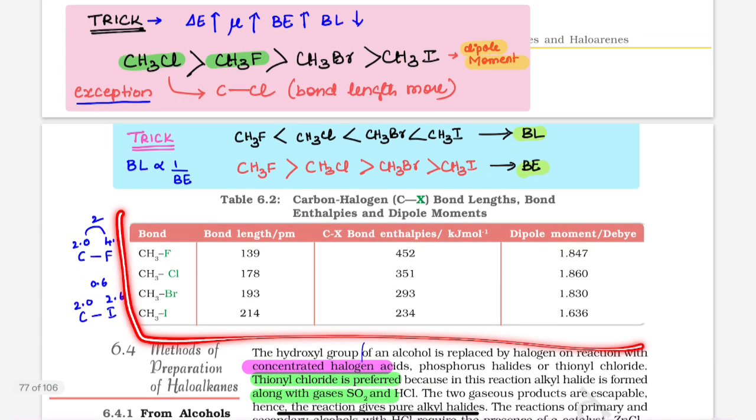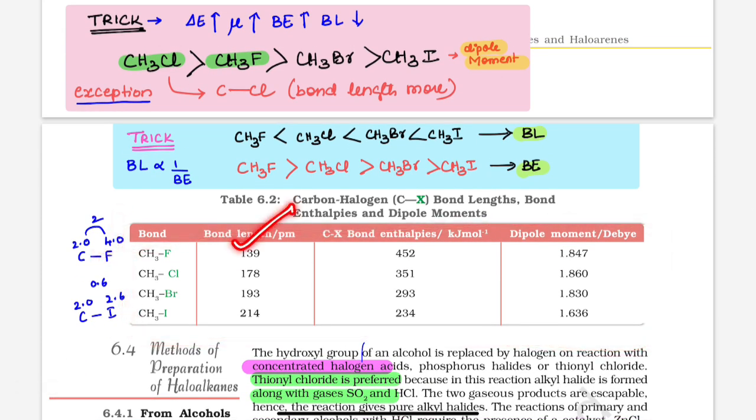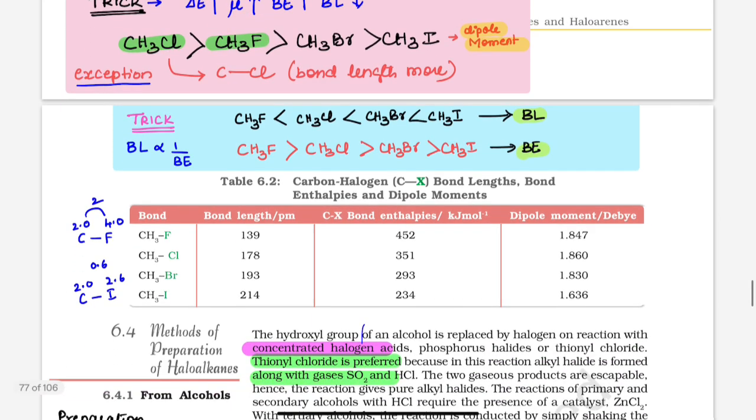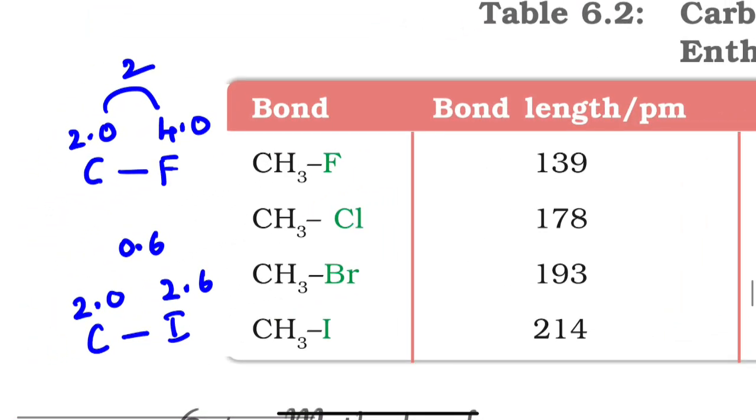Next, you should learn this table, that is about bond length, bond enthalpy, dipole moment. For this, I have written the trick here. The trick you have to learn is change in electronegativity. If it is increasing, dipole moment also increases. So let us see how. See in the table, this is the carbon fluorine bond. Here electronegativity of carbon is 2.0 and fluorine is 4.0. What is the difference here? The difference is 2.